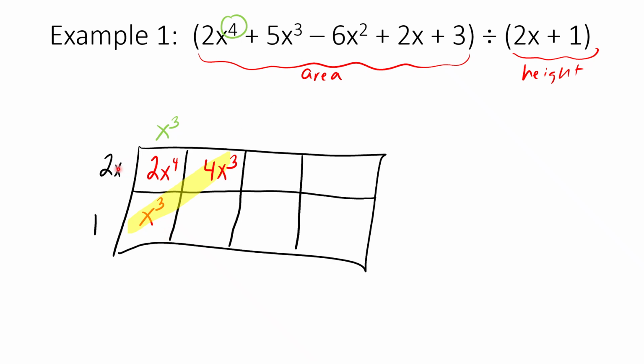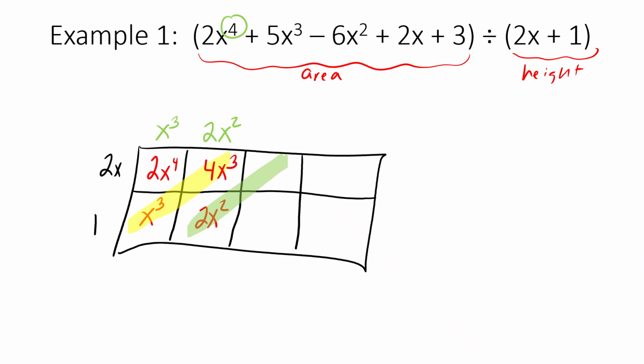And now I repeat the process. So 2x times what would give me 4x to the third? Well, 2 times 2 would give me the 4, and x times x squared would give me the x to the third. Just kind of double check that. 2x times 2x squared is 4x to the third. Sounds good. To get this one down here, it'll be 2x squared times 1, which is 2x squared. And I keep repeating this process. So now I'm going to continue to leverage the fact that like terms are on the diagonal. So 2x squared plus something has to give me negative 6x squared.